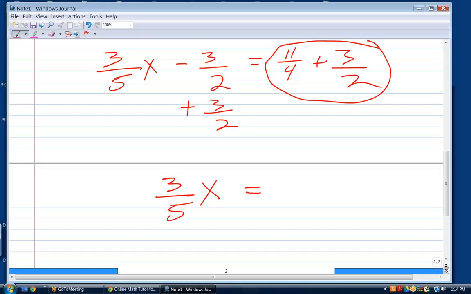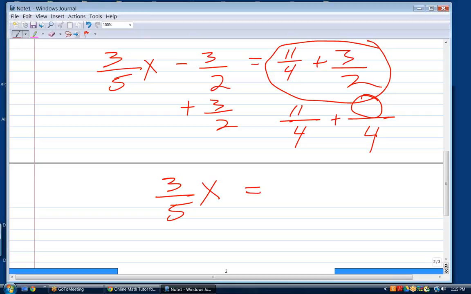You have to get them the same. So what's the least common denominator going to be? 4. Okay. How many fourths is 3/2? My common denominator is 4. Well, I have 11/4 there. What goes right here? In other words, how many fourths is 3/2 equal to? And how do I determine what that numerator is?